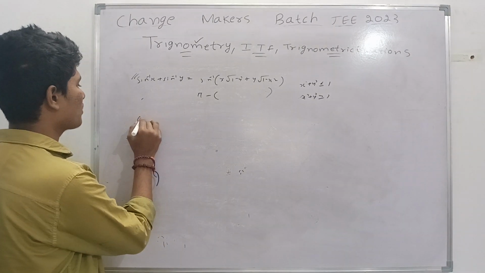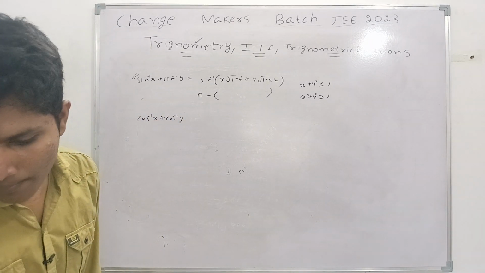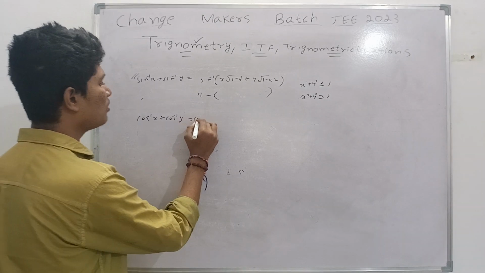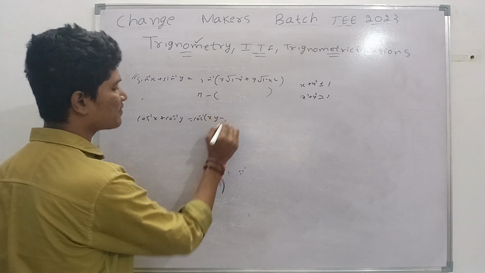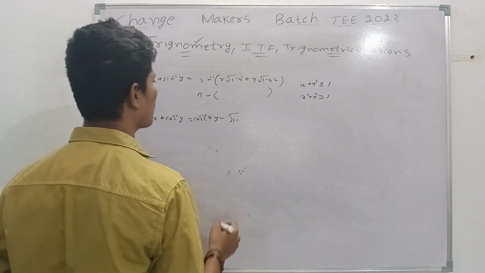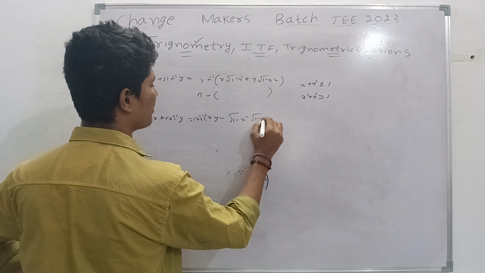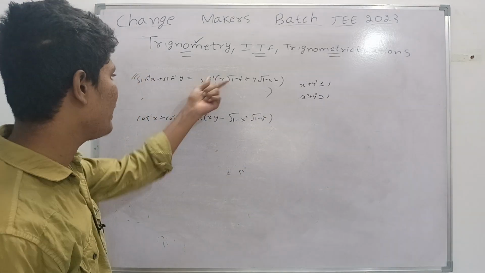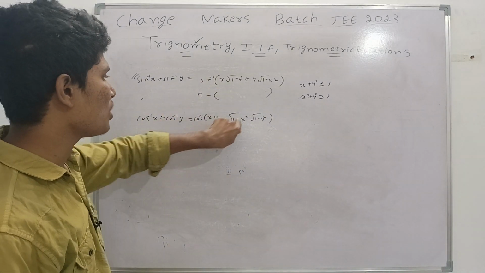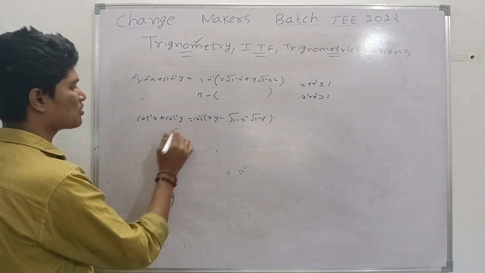And for the same, cos inverse x plus cos inverse y, what is the formula? Cos inverse of xy minus root of 1 minus x square into root of 1 minus y square. Understand? Here there is a slight difference: xy minus root of 1 minus x square into root of 1 minus y square. This is the formula for cos inverse x plus cos inverse y.